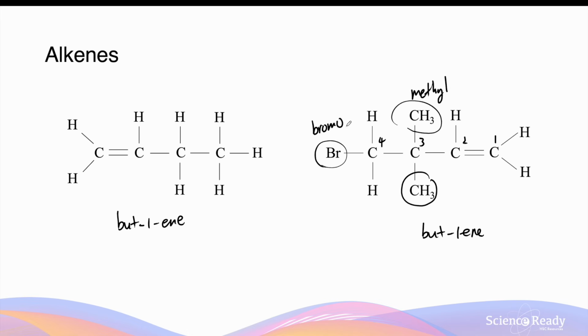When there are multiple substituents or branches in the molecule, you need to write the names of the branches in alphabetical order. So this will be 4-bromo, and there are 2 methyl groups on the 3rd carbon, so it'll be 4-bromo-3,3-dimethylbut-1-ene. Just as a side note, the prefix di, denoting the presence of 2 methyl groups, is not considered when you're arranging the branches in alphabetical order.